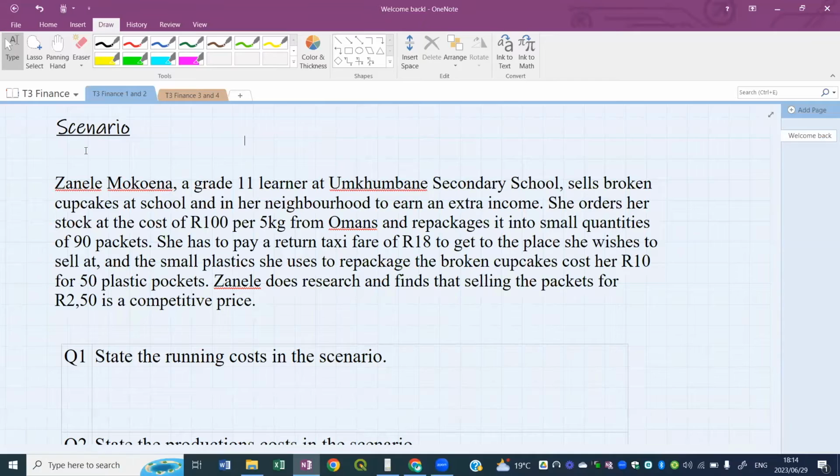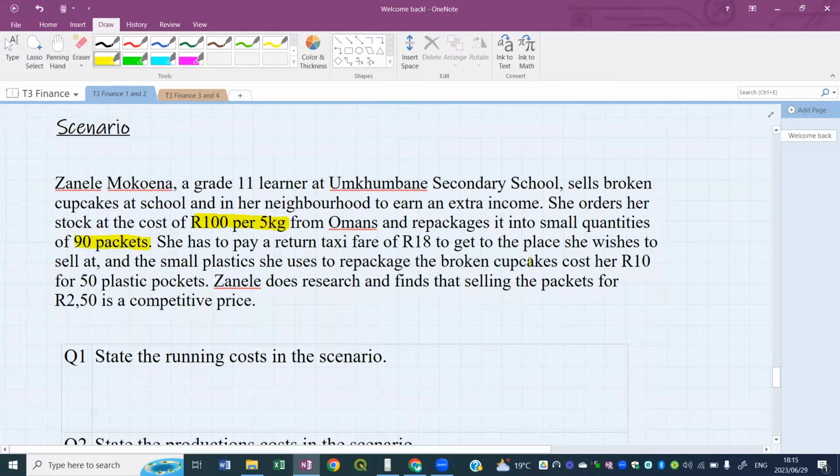So we have Zanelli Mokeda, a grade 11 at Mkubani Secondary School, sells broken cupcakes at school and in her neighborhood to earn extra income. She orders her stock at the cost of, now this is important, 100 Rand per 5 kilograms from Osmond's. And then she repackages it into small quantities of 90 packets. She has to pay a return taxi fee of 18 Rand to get to the place she wishes to sell at, whether it's the school or the neighborhood.